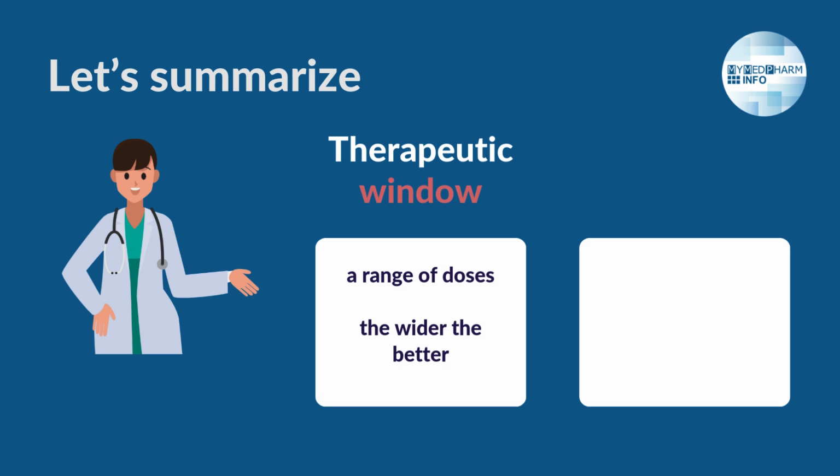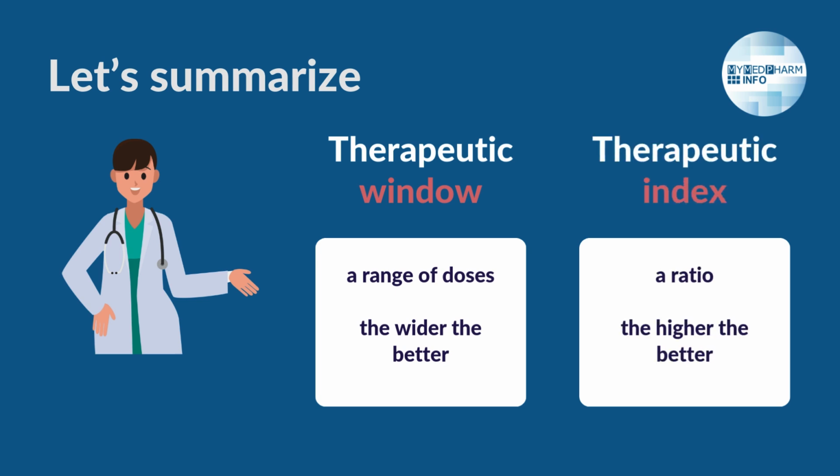Therapeutic window is a range of doses with units of measurement, and therapeutic index is a non-dimensional ratio. At the same time, both are used to quantify safety of a drug product. The therapeutic index is less dependent on individual patient traits.